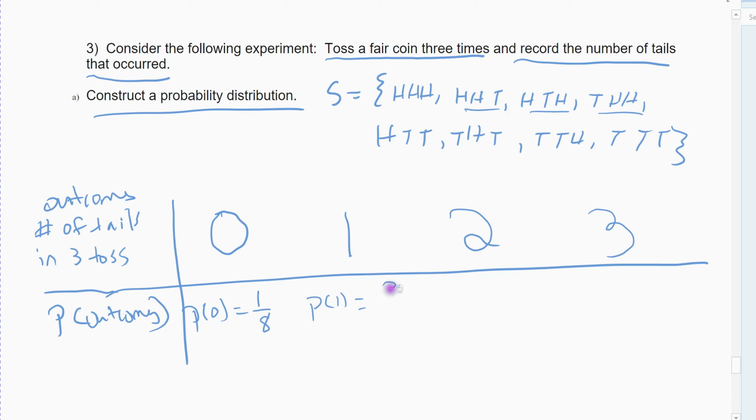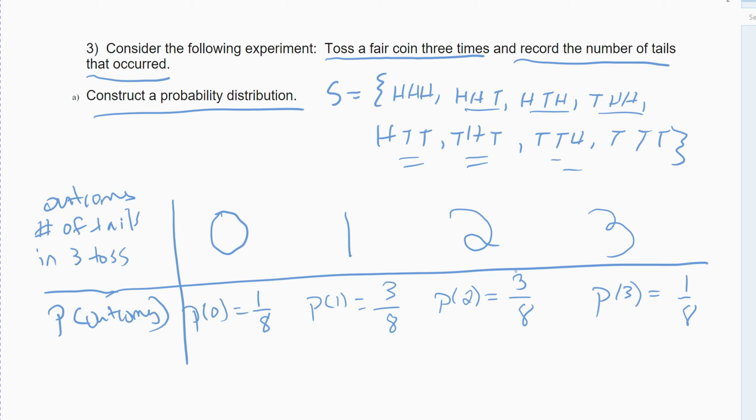There were 3 out of 8. Probability that I get 2 tails, 3 out of 8. And probability all 3 came out tails was 1 out of 8. Alright, I'm going to leave them as fractions because they're nice, simple little fractions. I'm not going to write the decimal this time. I'm going to leave it 1/8, 3/8, 3/8, 1/8. Alright, so there's my probabilities.